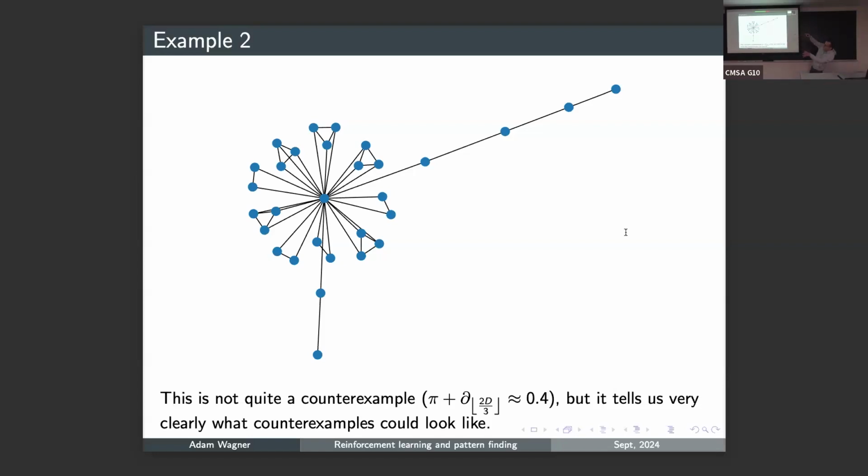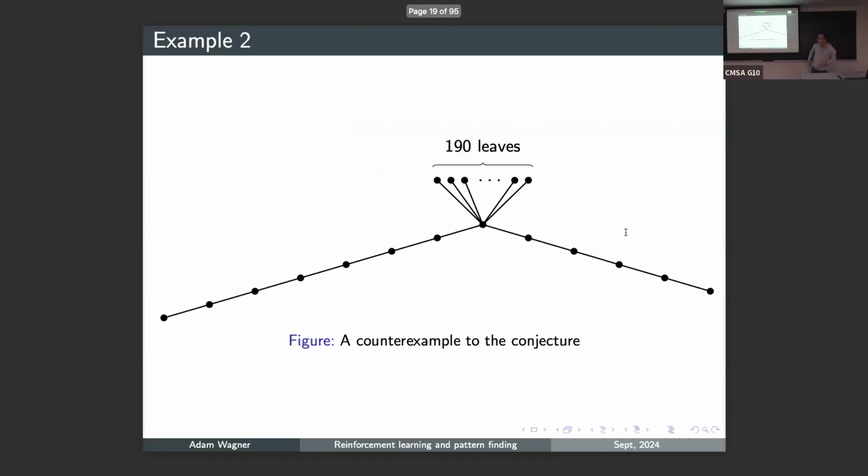Because you just start playing around with this flower, you increase the number of petals, you make the sticks longer and shorter. It turns out if you start playing around with these things, there's no way you will not eventually stumble upon a counterexample, because already something like this happens to refute the conjecture. So this is a common example where RL doesn't find a counterexample by itself, but it gives us some help so that a human can just take over and finish the job using our own intuition.